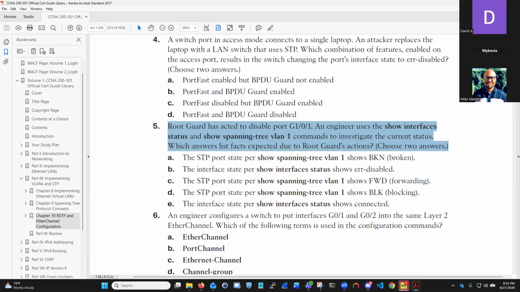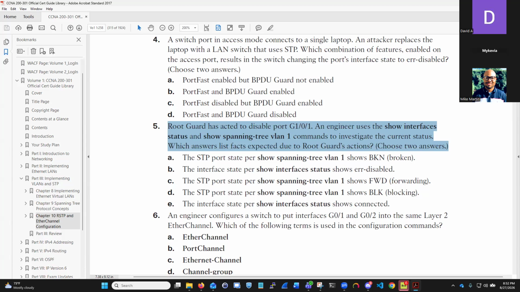Okay. Let's move down to answer E. The interface status state per show interface status shows connected. Okay, layer one is fine, but that doesn't mean layer 2 is working. Make sense? So for this question, it's going to be A and E, and you have to understand what these show commands do and what root guard does.